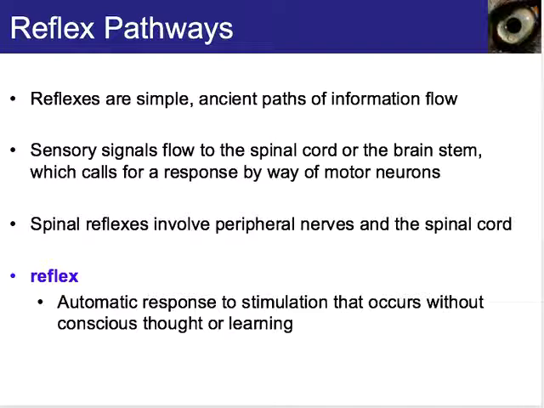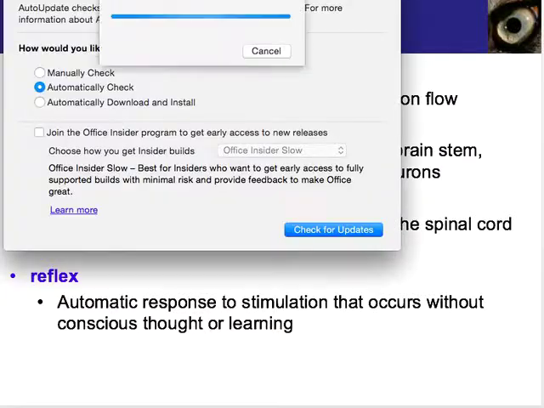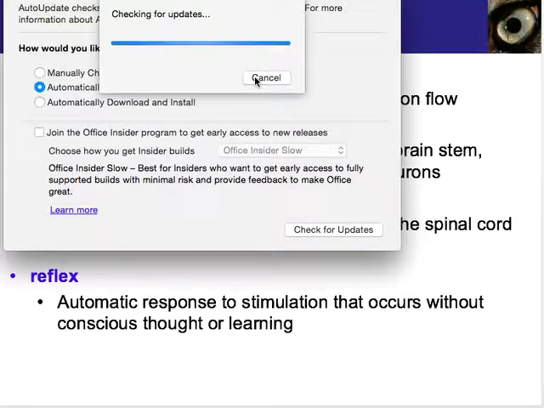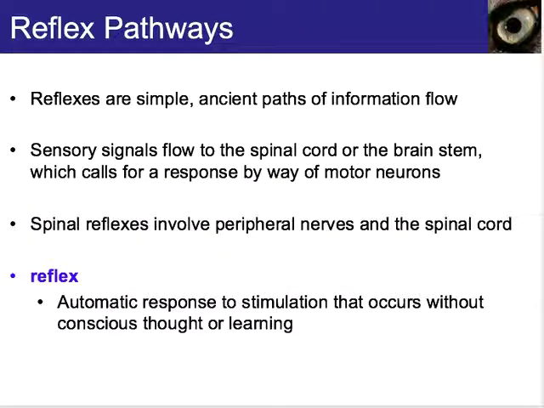Sometimes when you go to the doctor, they'll check for your reflexes. Reflexes are simple, ancient pathways of information flow through the body. Sensory signals flow to the spinal cord or the brainstem, which calls for a response by way of motor neurons. So spinal reflexes involve peripheral nerves and the spinal cord. A reflex is an automatic response to stimulation that occurs without conscious thought or learning.